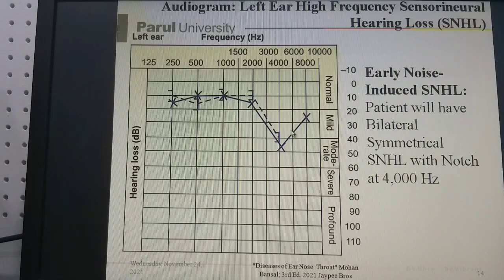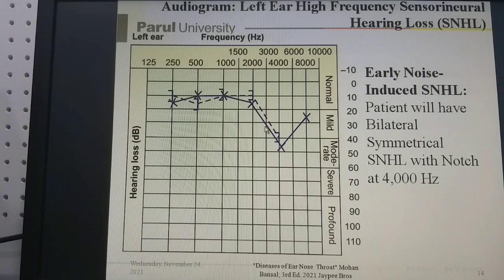Now this is again showing you left ear hearing loss, and again you can see the lower frequencies are in the normal range, but the higher frequency is showing you the dip. So this is showing you the dip at 4000 Hz, for bone as well as air, and that is the characteristic feature of noise-induced hearing loss. So this audiogram, left ear, shows high frequency sensory hearing loss, and early noise-induced sensory hearing loss.